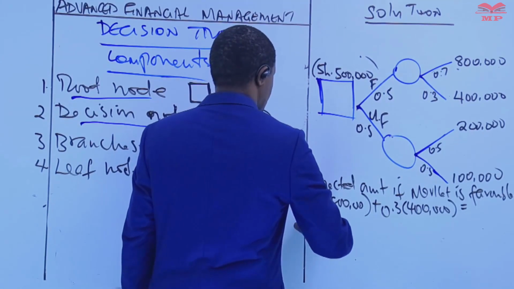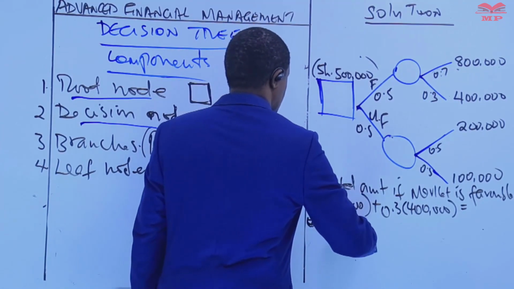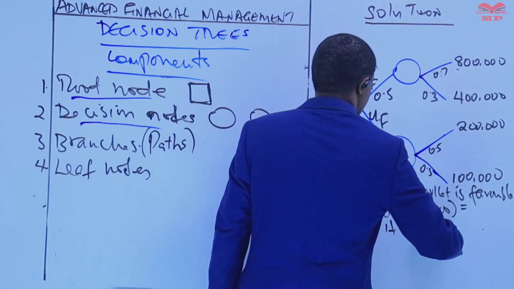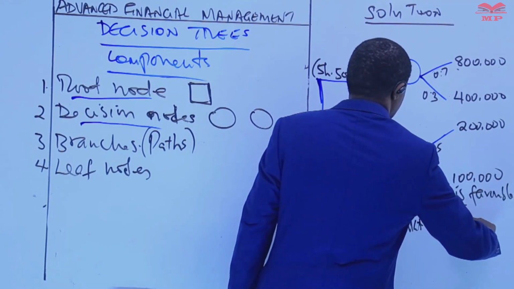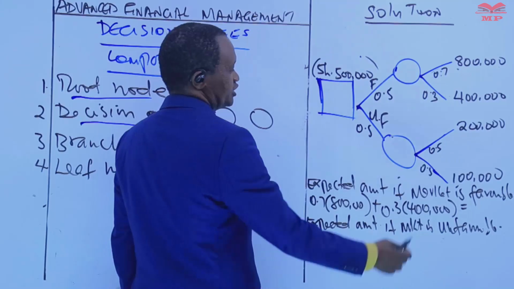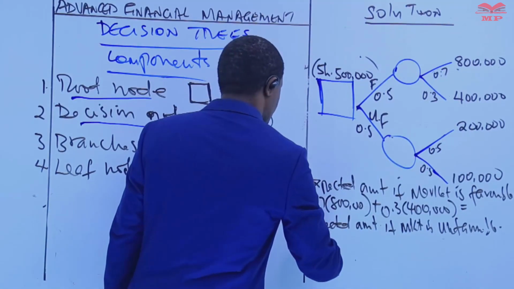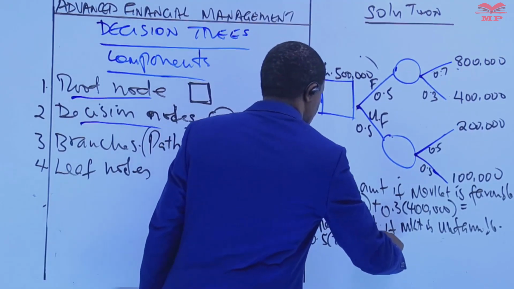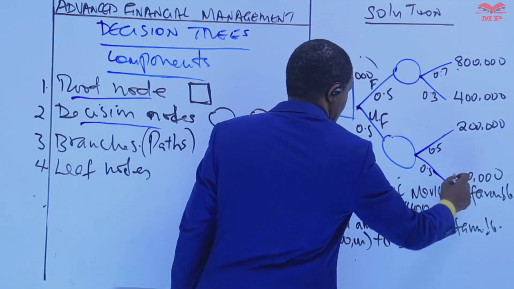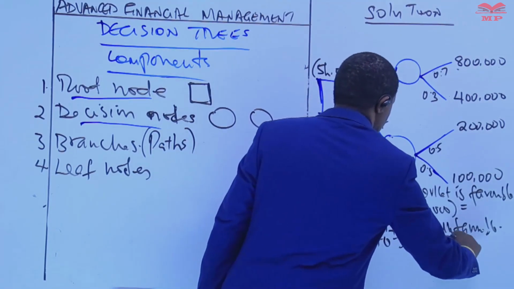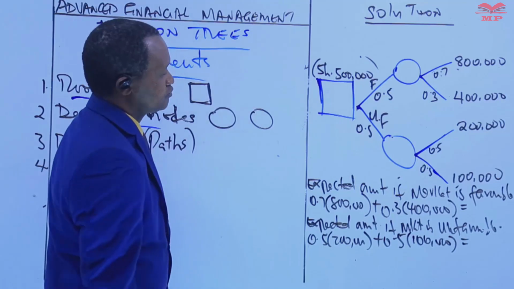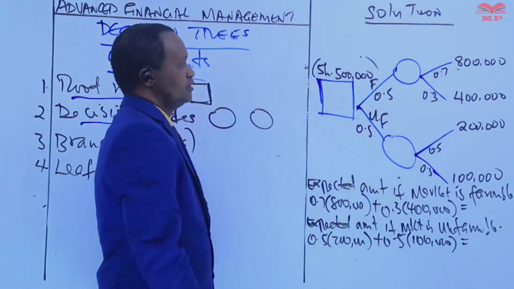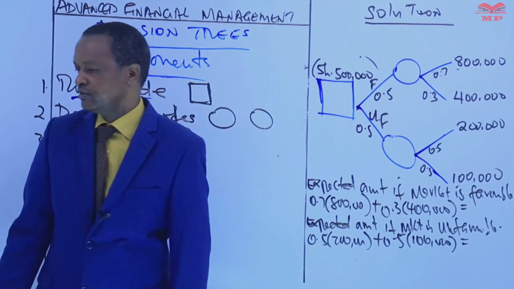Then we come to unfavorable. The expected amount the company will generate if the market is unfavorable. So we'll take 0.5 times 200,000 plus 0.5 times 100,000. How much is it? So those are the amounts we'll have at this point and that point. Give me the figures.